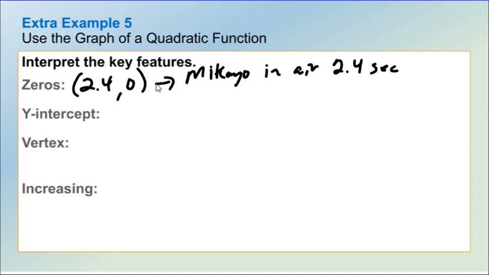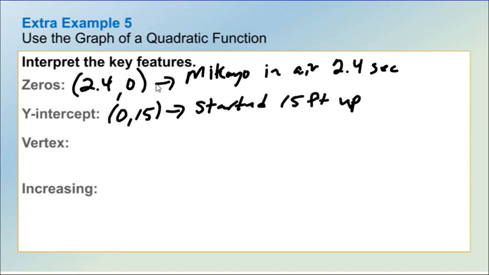And then the y-intercept, where it crosses the y-axis, the starting height was 15. So this would be 0, 15. And we would say it started 15 feet up.